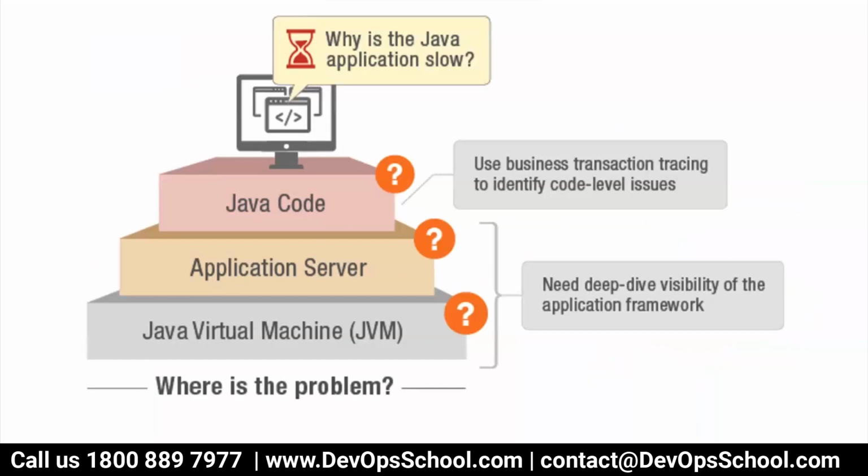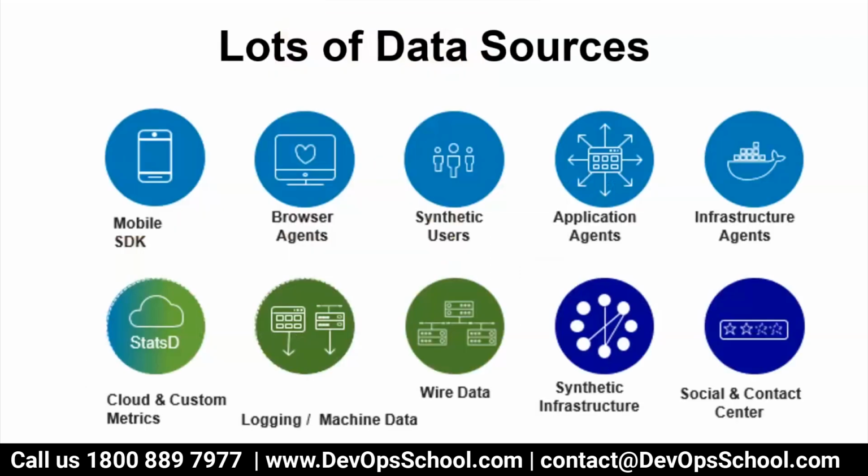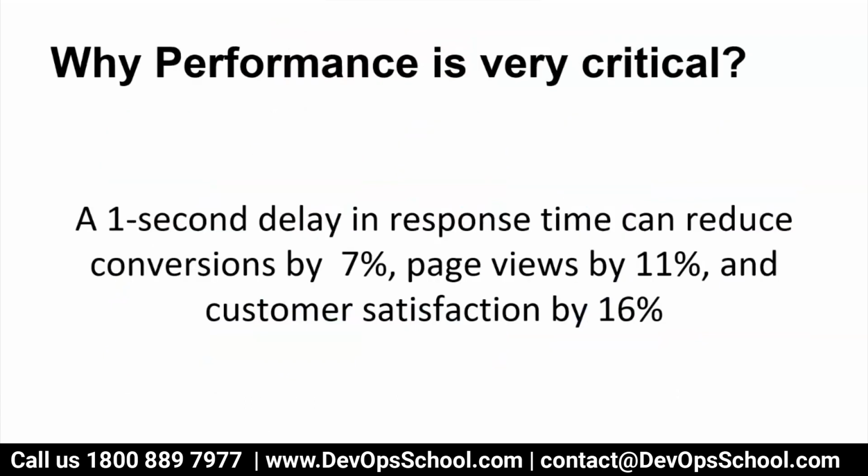How do I know that the problem is in Java code, application server, web server, JVM, or infrastructure? Where is the problem? There are lots of data sources. If you look at today's application runtime environment, there are lots of data sources available. How do we find out?